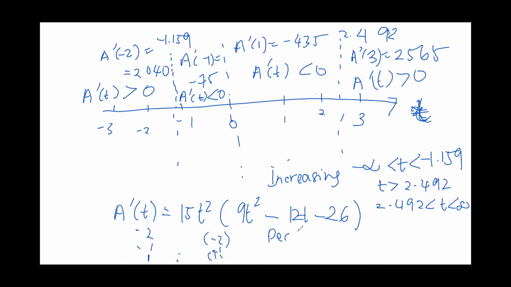So where is the function decreasing? It is between negative 1.159 and 2.492. Do you understand what I wrote? The whiteboard is not enough anymore, I have written too much. So the function is decreasing in this region, and the function is increasing in this region.